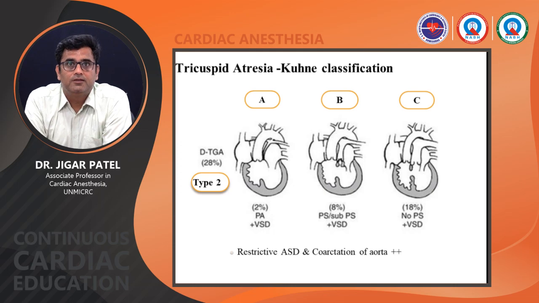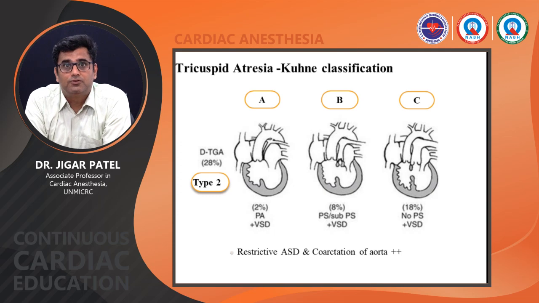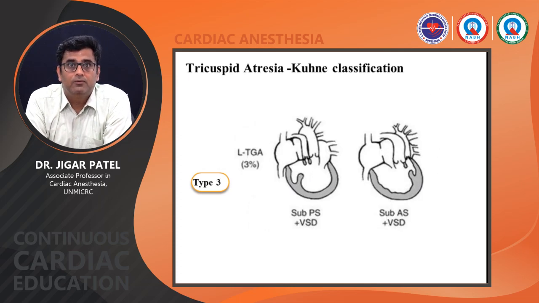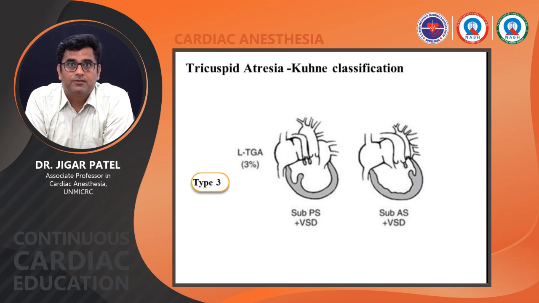Similarly, type 2 is tricuspid atresia with DTGA. In DTGA, tricuspid atresia type A has pulmonary atresia but with VSD. Type B has pulmonary stenosis with VSD, and type C has no PS, so there is pulmonary overcirculation. In this type, there is commonly a restricted VSD and coarctation of the aorta is also present. In total, 28% of the tricuspid atresia population is type 2. Now the third type is very rare. It is only 3% of total tricuspid atresia, and it has either PS or AS.